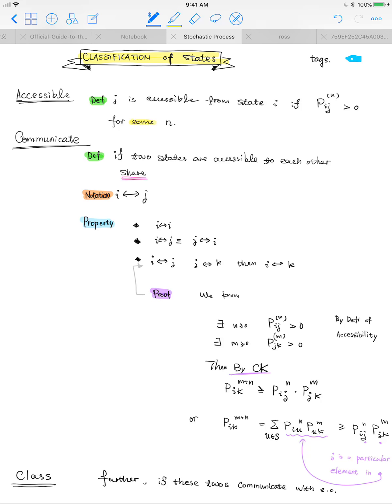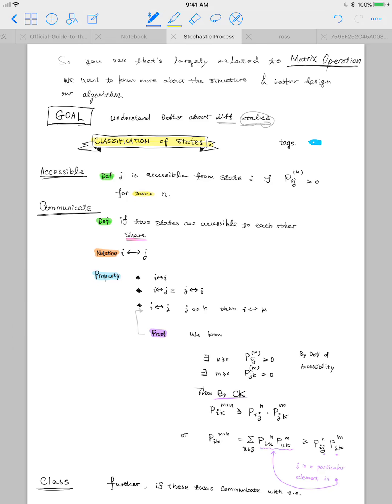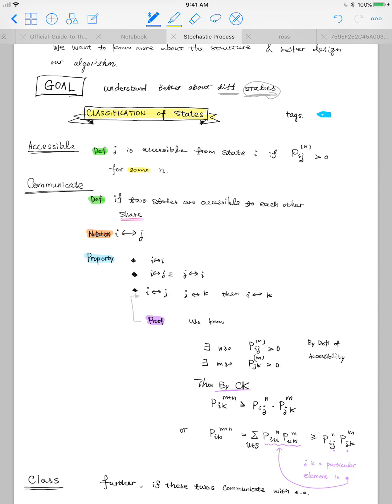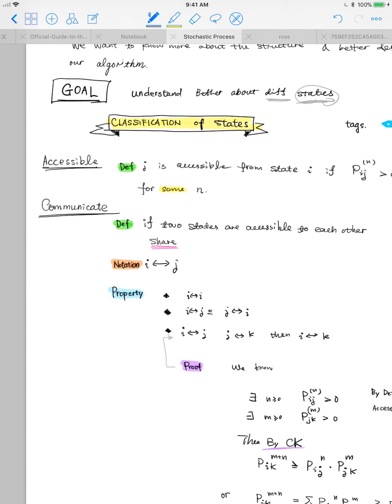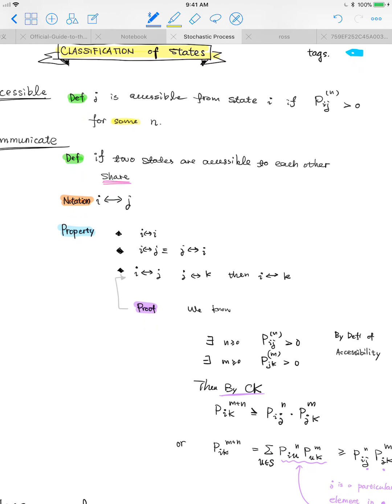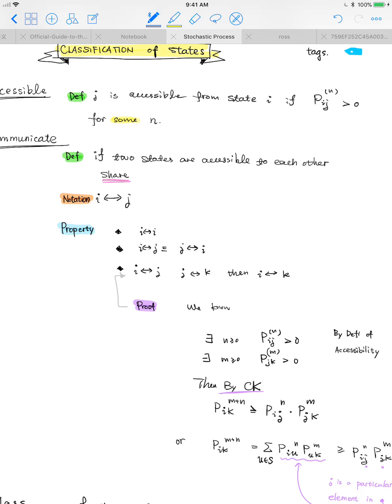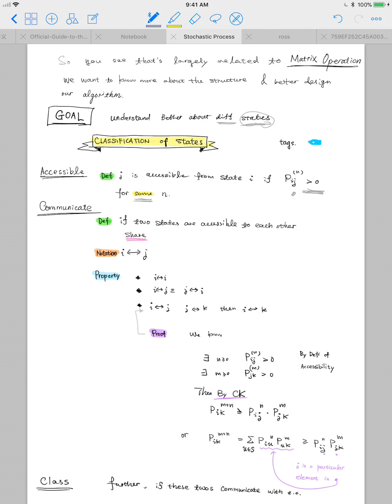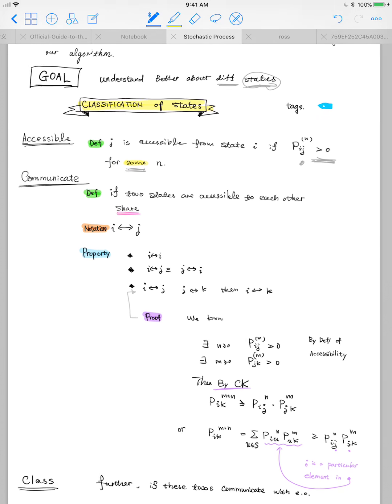The very first important definitions are accessible, communicate, and classes. Accessible means that if, starting from state I, you go to state J with positive probability, then we say J is accessible from state I. Note that here it exists for some n, not for every n. So as long as you can go to state J after n steps, then we say that J is accessible.